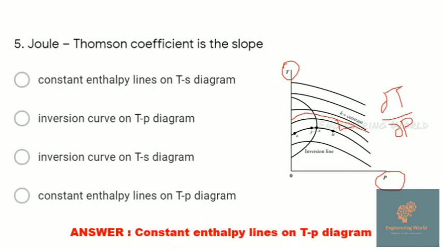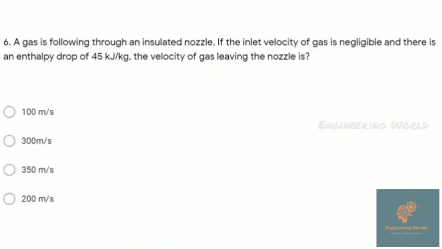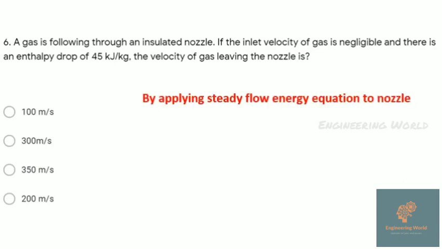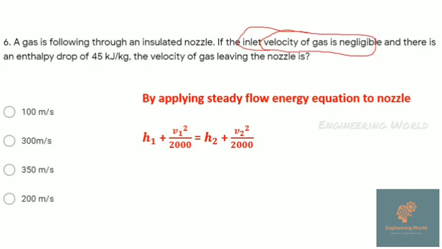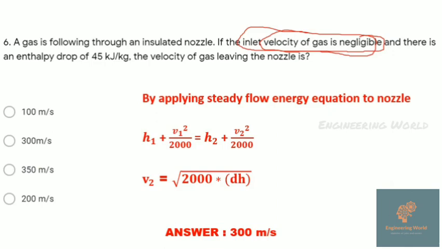Then the next question. A gas is flowing through an insulated nozzle. If the inlet velocity of the gas is negligible and there is an enthalpy drop of 45 kJ per kg, the velocity of the gas leaving the nozzle is? By applying the steady flow energy equation to the nozzle, that is H1 plus V1 square by 2000 is equal to H2 plus V2 square by 2000. Here V1 is 0 because the inlet velocity of the gas is given as negligible. So putting in the values, we get V2 is equal to the root of 2000 into dH. So V2 is equal to 300 meter per second.